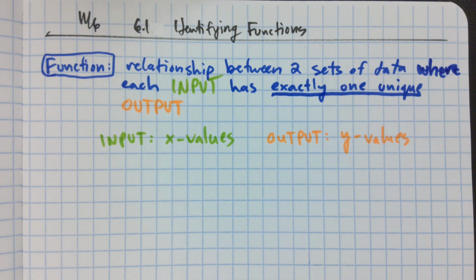So we can define a function as a relationship between two sets of data where each input has exactly one unique output. Inputs, we're talking about x values. It's what we put into an equation or into a function, as we're going to start calling it now. And an output is our y values. That's what we get out of the function, whatever input goes in.